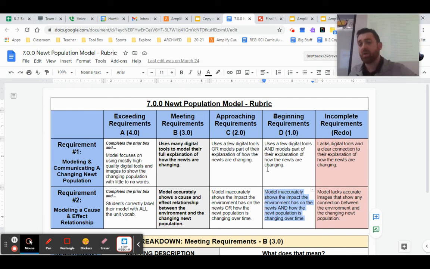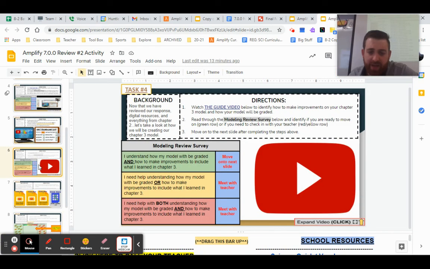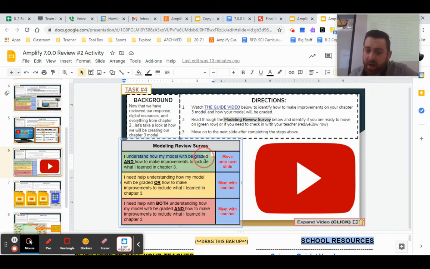So folks, now is a good time to ask yourself, how does my model compare? Do I have questions about what I just saw? Do I maybe want my teacher to go over this with me? Okay. Because the next thing you guys are going to do is go back to the survey and ask, do I understand how my model is going to be graded? Do I understand how to make improvements? If you said no to any of those questions, come see me. Let's look at it together.